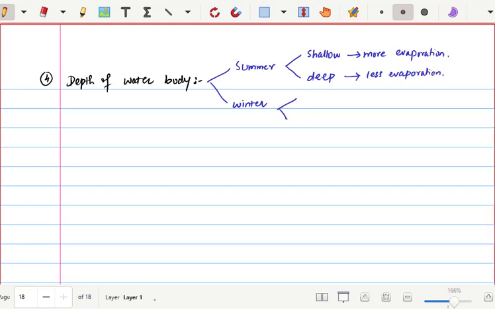Similarly, in winter, things are going to be opposite. If it is shallow, then there will be less evaporation. If it is deep, then more evaporation will occur. Okay. So it depends upon two factors: your season, your weather, either it is summer or winter, and the other factor is the depth of your body, either it is shallow or deep. Okay.